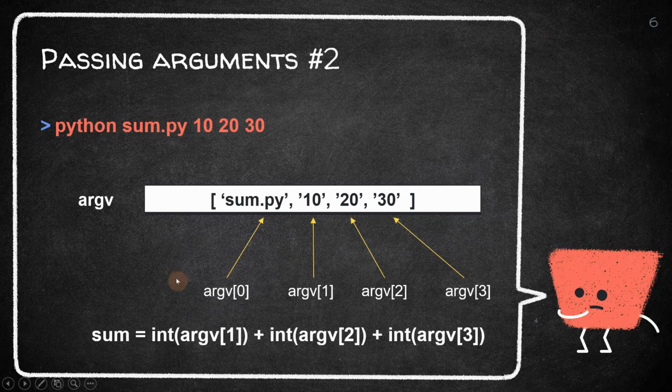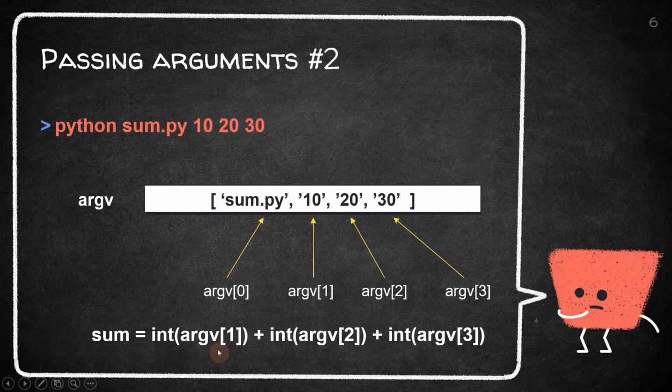Suppose now we want to compute the sum of all the integers passed as arguments. If you carefully observe here, the list has these values as strings. So in order to compute the summation, we need to convert these strings to integers. That's why I am using the int function to convert these strings to integers. If I want to access argument 1 from this list, I need to use index 1.